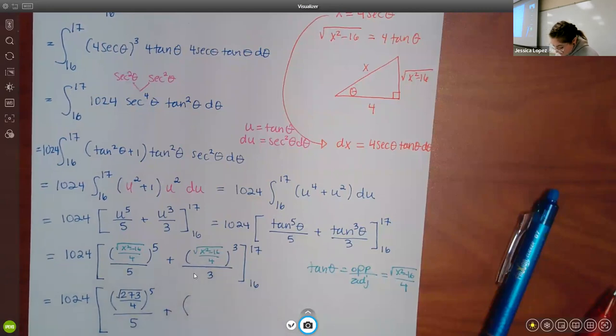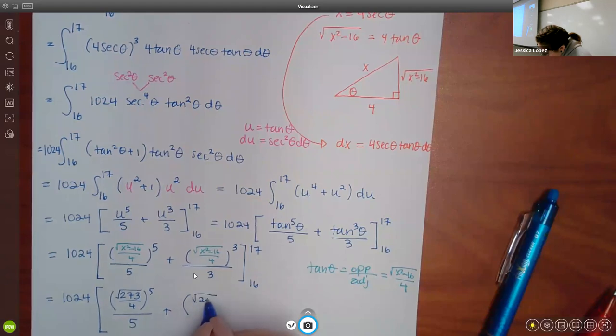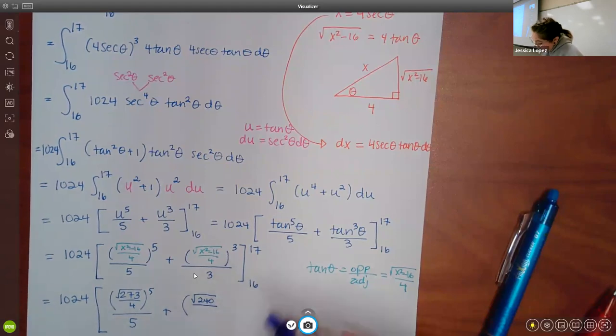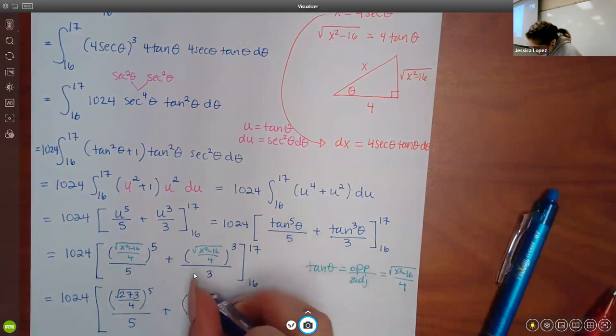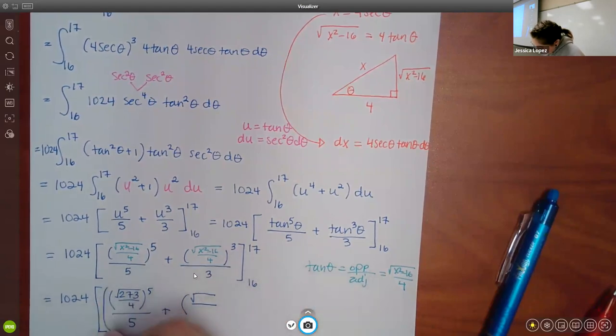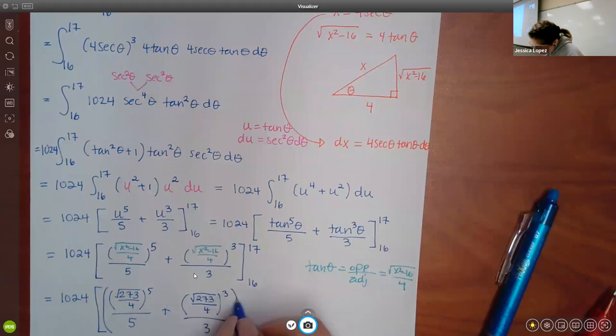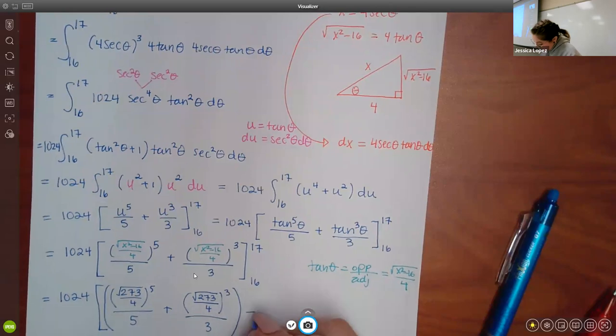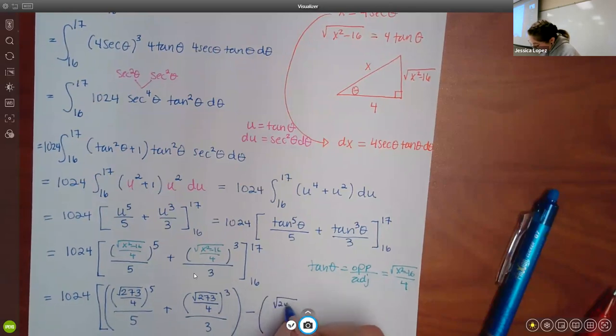Then if I were to plug in 16 squared minus 16, that is 240 over, oh, I'm doing it too. I need to plug in 17 into both of these terms first, right? Then we can plug in 16. So all of that, I plugged in 17. Now we can plug in the 16. So we get 240 and then 240.